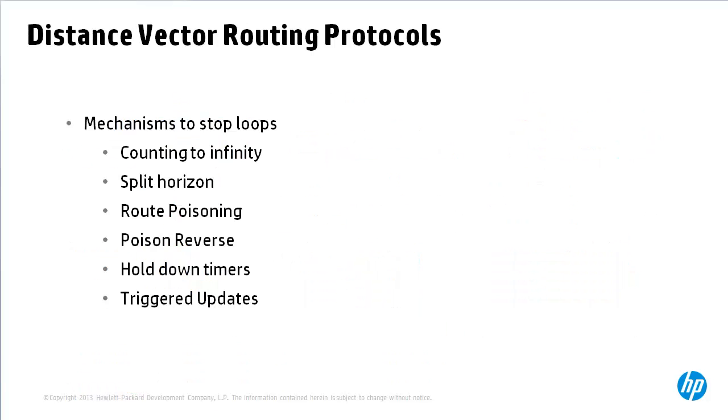So one of the mechanisms to stop loops in distance vector routing protocols, including RIP, is counting to infinity. Infinity is set to 16, and the maximum hop count allowed in RIP is 15. The next one is split horizon. So let's talk about split horizon, route poisoning, and poison reverse.